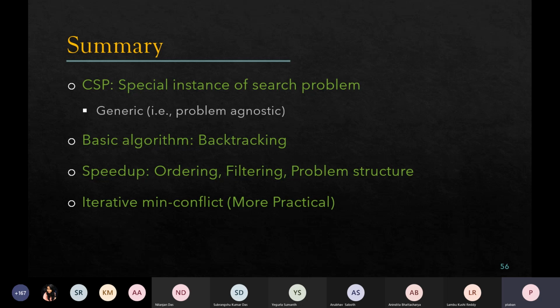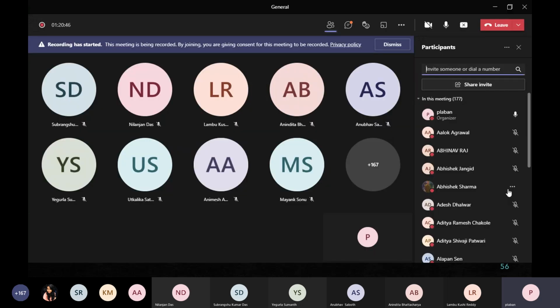If there are any questions or doubts on this, I'll be happy to take. Otherwise, we can take a quick break for 5 minutes and then proceed with the next part, which is the satisfiability problem.